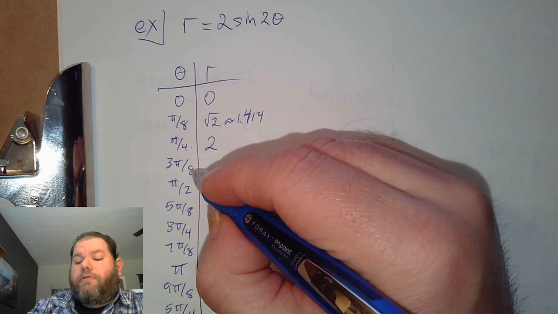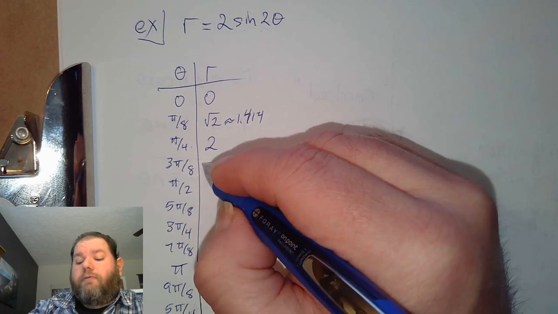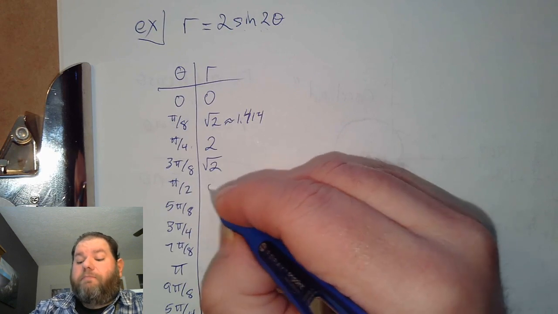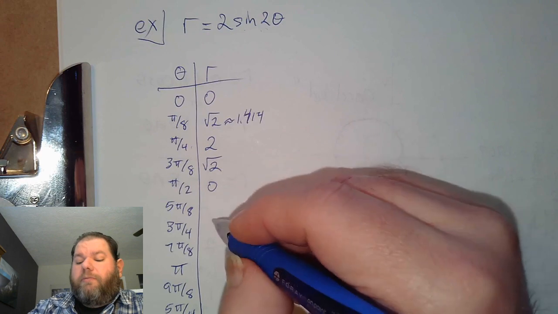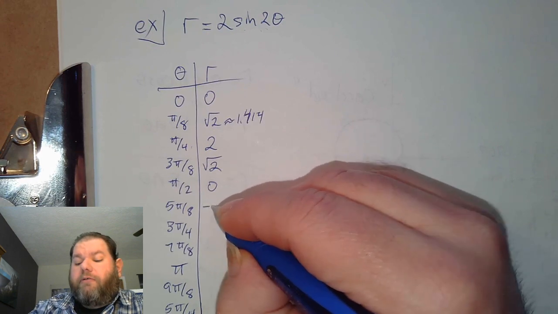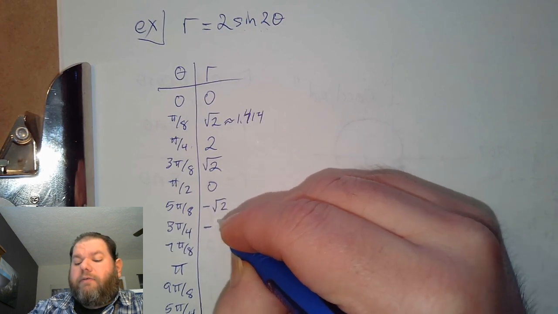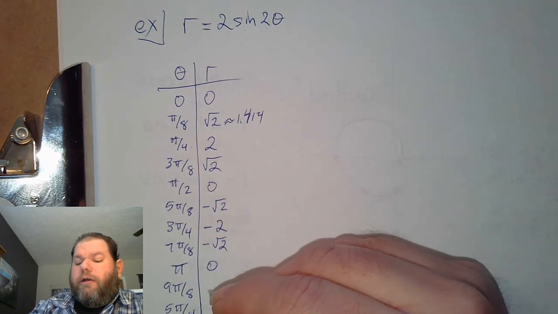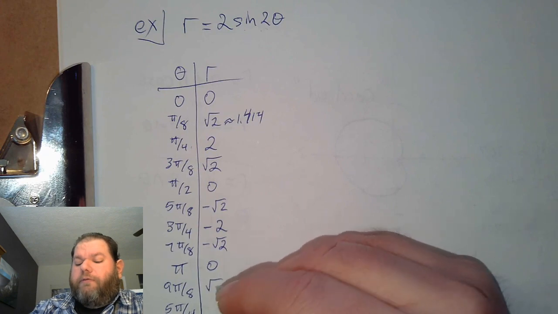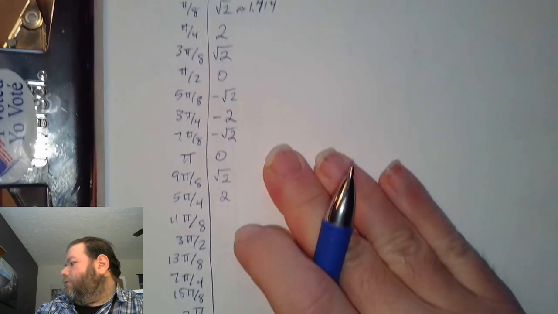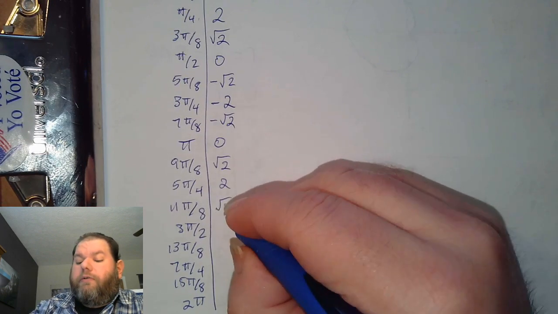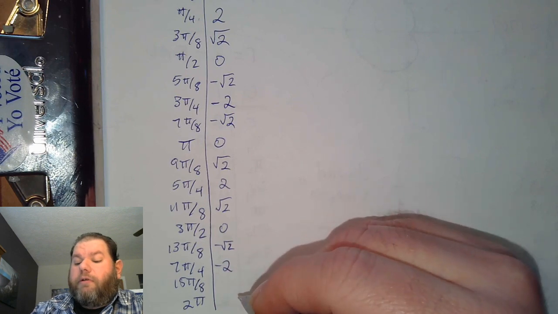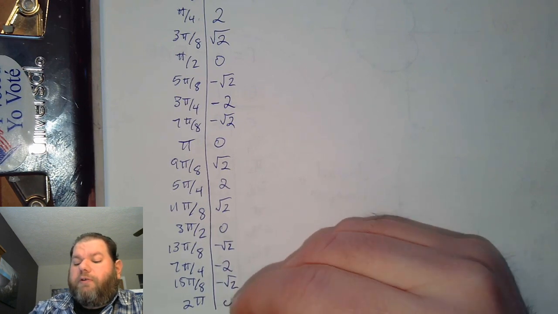3 pi over 4 is root 2 over 2. Times 2 is root 2. Sine of pi, 0. Okay. Well, you can ultimately see that there's going to be a pattern here. We're going to go negative root 2, negative 2, negative root 2, back to 0. Positive root 2, 2, root 2, 0, negative root 2, negative 2, negative root 2, 0. Okay.